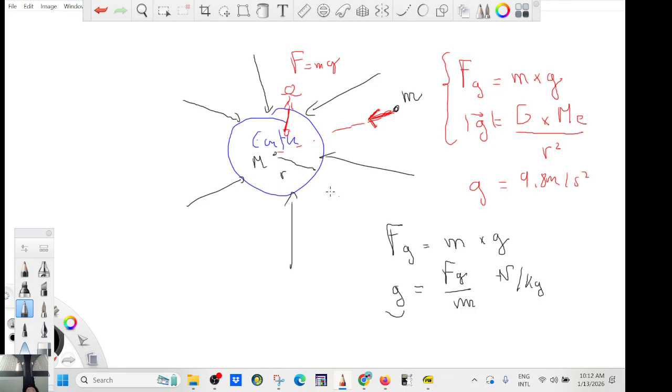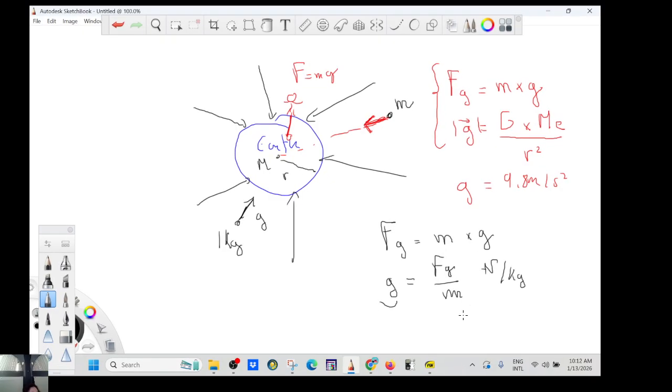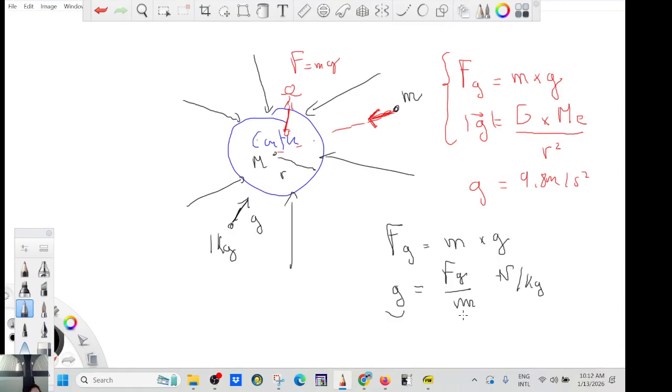So that means if you have 1 kilogram, the force here will just be g. You can think of g, the gravitational field, as the force applied to 1 kilogram. Newton per kilogram.